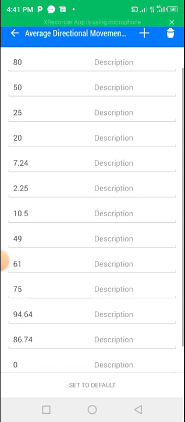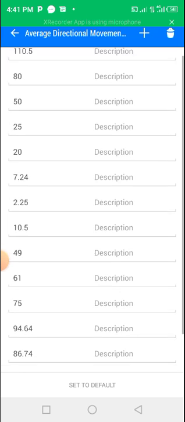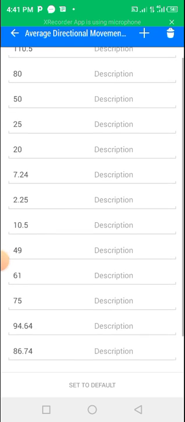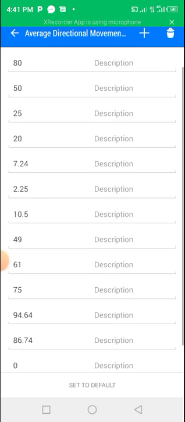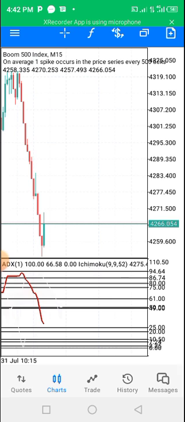So all you have to do is screenshot this page, or maybe write them down, so you can set them on your own chart. And after that is done, you click done.